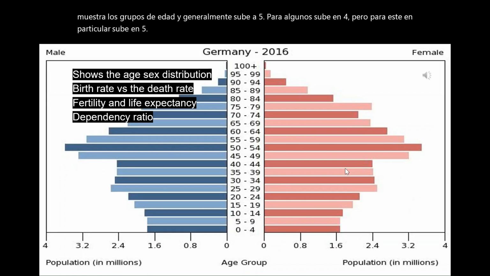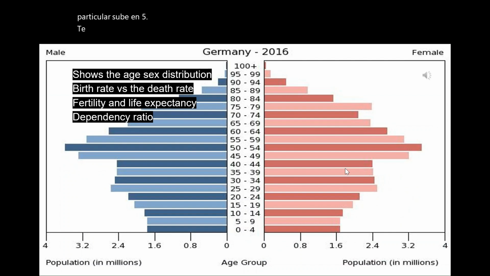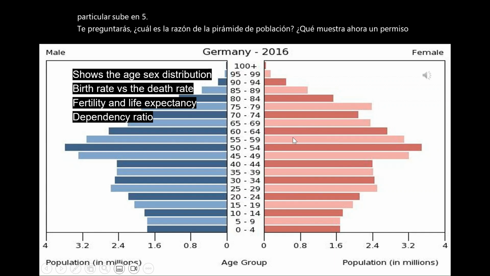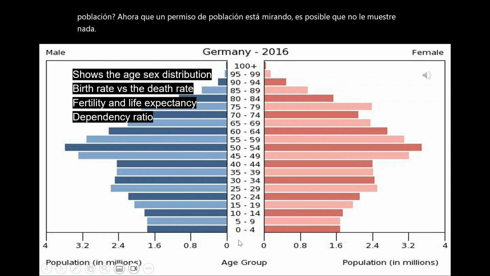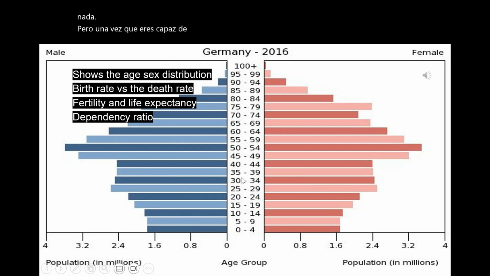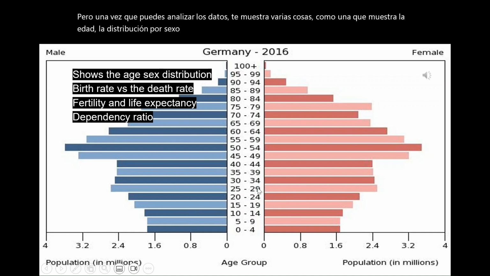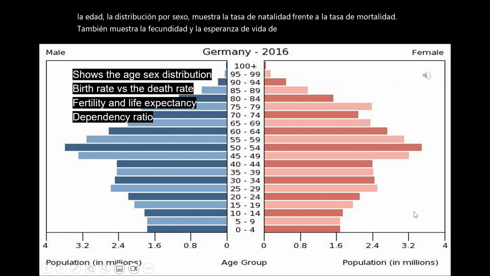You might ask, what is the reason for a population pyramid? What does a population pyramid show? Now, just looking at it, it might not show you anything, but once you're able to analyze the data, it shows you several things, such as the age and sex distribution, the birth rate versus the death rate, the fertility and the life expectancy for the country, as well as the dependency ratio.